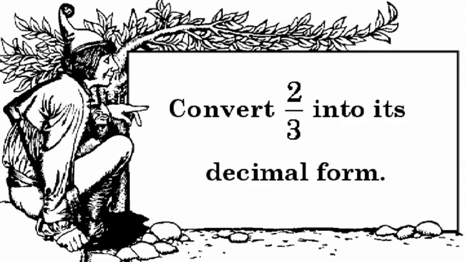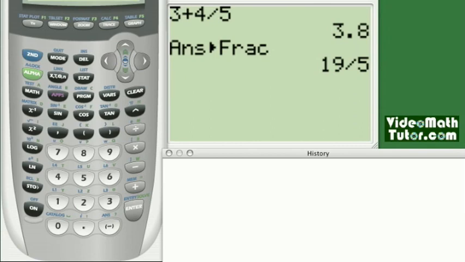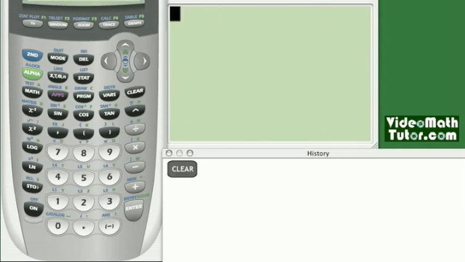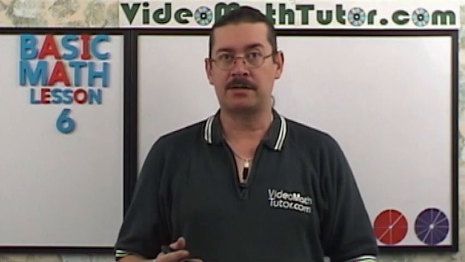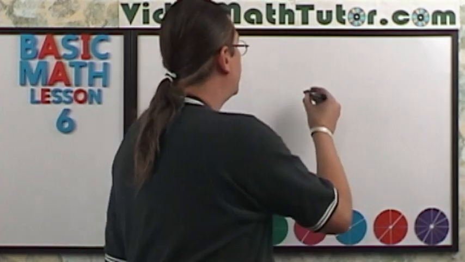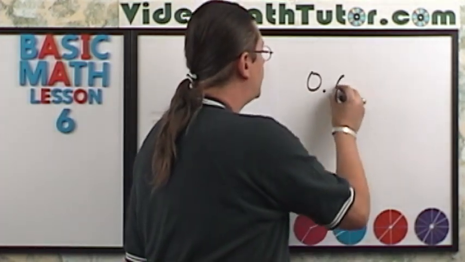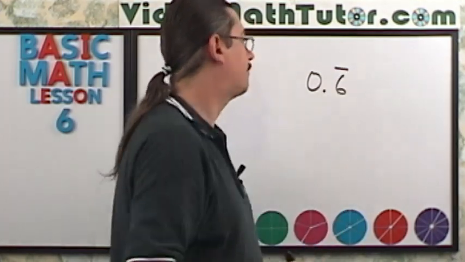Convert 2/3 into its decimal form. Our first step is to clear the display. Now let's input our fraction. 2 divide by 3 and enter. And there's our decimal form. So for the final answer, notice the 6 repeats itself. So it's going to be 0.6, and just put a bar over the 6.